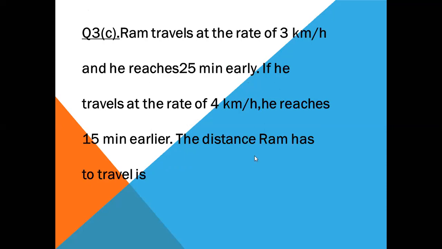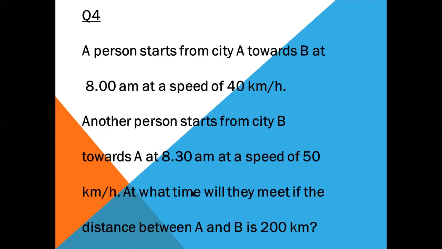Okay. In the same way, if the question is like this, Ram travels at the rate of 3 kilometers per hour and he reaches 25 minutes early. So 25 minutes early means you are reaching at 7:35, if you take into consideration the same time concept of reaching school at 8 a.m. And if you're traveling at the rate of 4 kilometers per hour, you are reaching 15 minutes earlier, means 7:45. So what is the time difference between 7:35 and 7:45? 10 minutes. So you can say the formula would be T2 minus T1 equal to 10 minutes. Okay, I hope this question is clear to you.